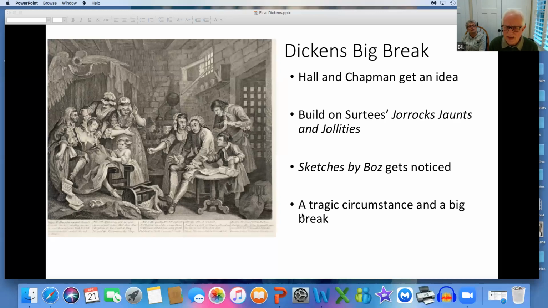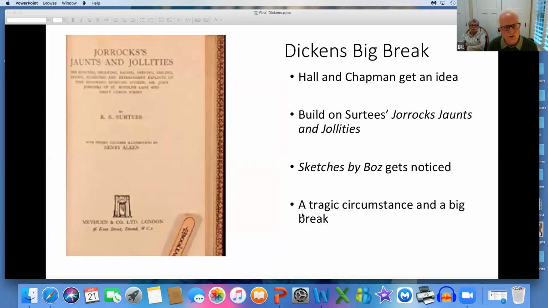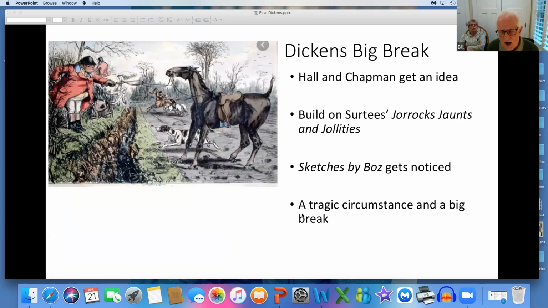We could publish a magazine, and there's these stories that are being written by Richard Surtees called Jorrocks' Jaunts and Jollities. What a title. And it's about Cockneys in London who've come into some money, want to emulate the rich people, and they want to go out in the countryside and be sportsmen. So he said, we're going to put together a monthly magazine, and it's going to be about this.